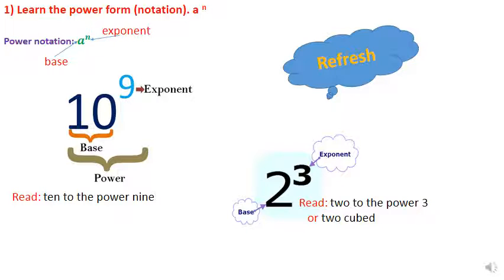Let us first remember together the meaning of power. The power is where I have the base, which is a, and the exponent, which is n. So suppose we have 10 to the power 9: 10 is called the base and 9 is called the exponent. So this is called 10 to the power of 9. Also, if we have 2 to the power 3, we say it's 2 cubed. And if it's to the power 2, we say 2 squared. So this is a quick revision of the things that you have learned before.